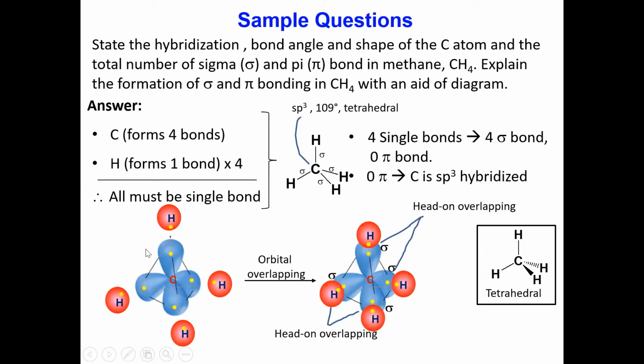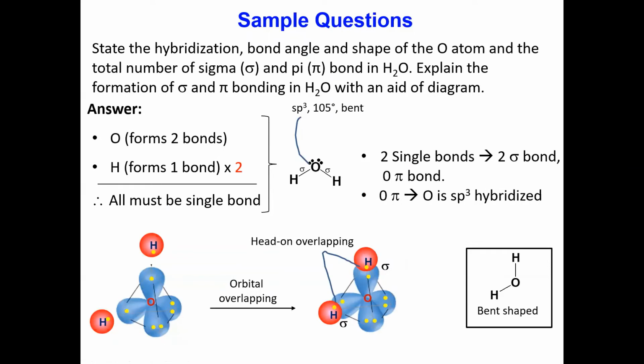So your carbon actually hybridizes to form sp3 hybrid orbitals, and these sp3 hybrid orbitals will then form a bond or overlap with your hydrogen, okay, to form the CH4, which is tetrahedral in shape. For the drawing of the orbitals, okay, you will learn more during your practical and also your tutorial.